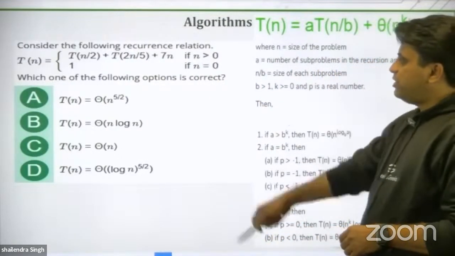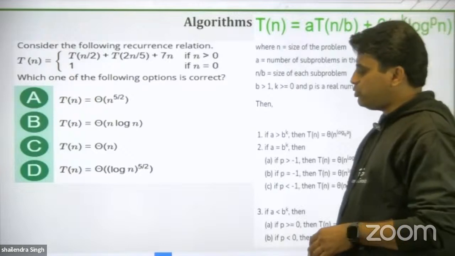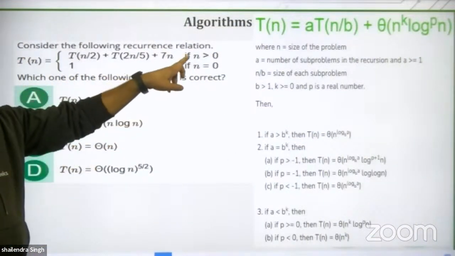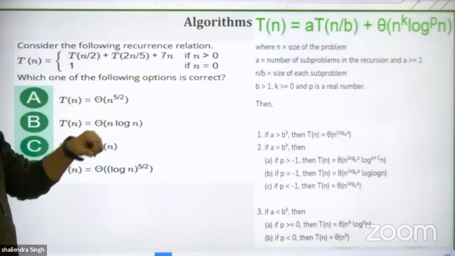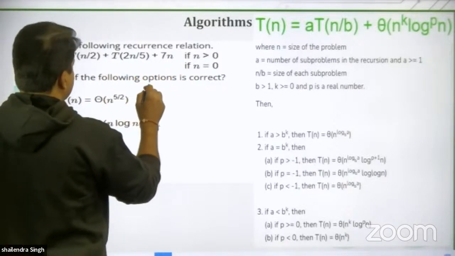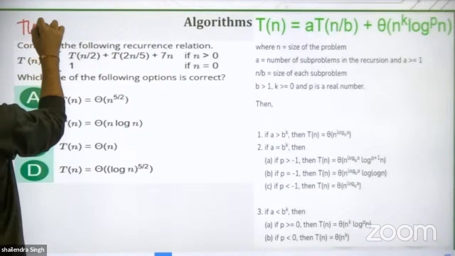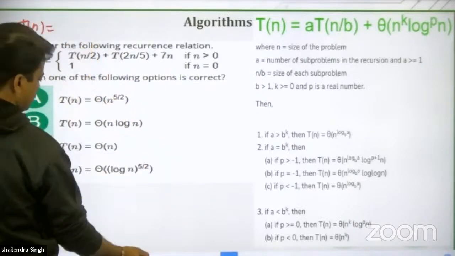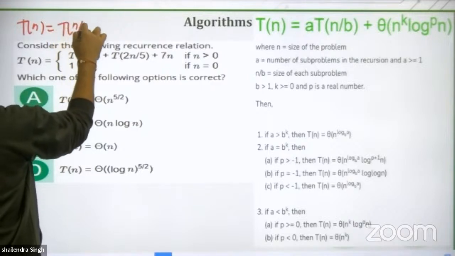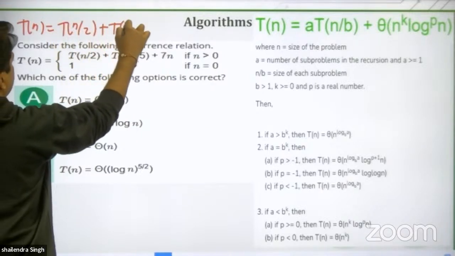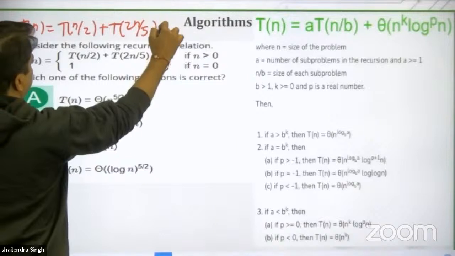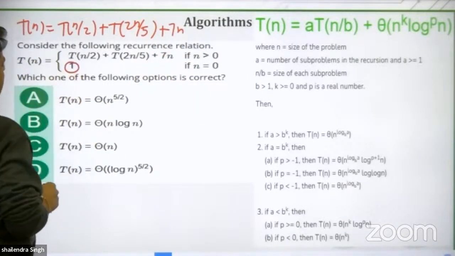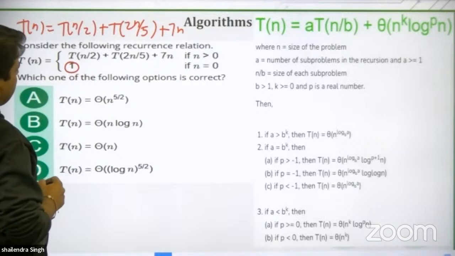Consider the following recurrence relation: T(n) equals T(n/2) plus T(2n/5) plus 7n for n greater than 0, and 1 if n equals 0. Let me write this recurrence relation for you if it is not clear: T(n) equals T(n/2) plus T(2n/5) plus 7n. Okay, so this is the base condition or termination condition. So what is the correct answer for this question?